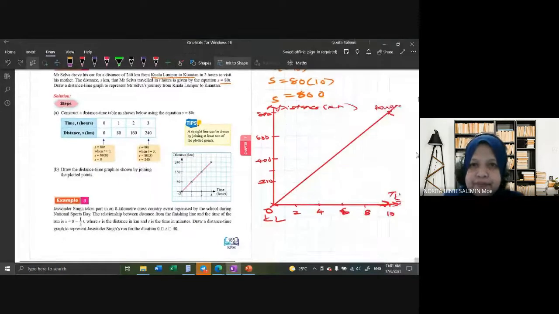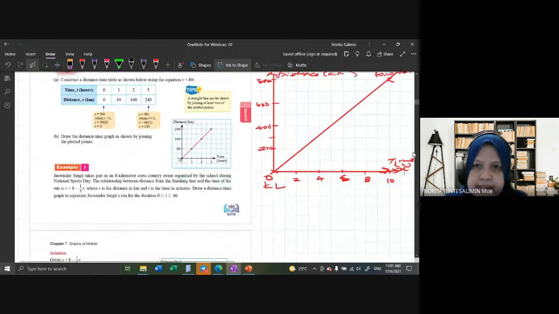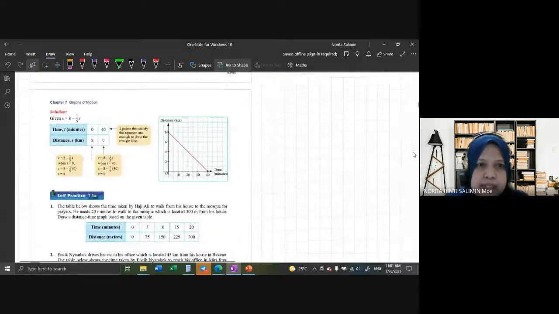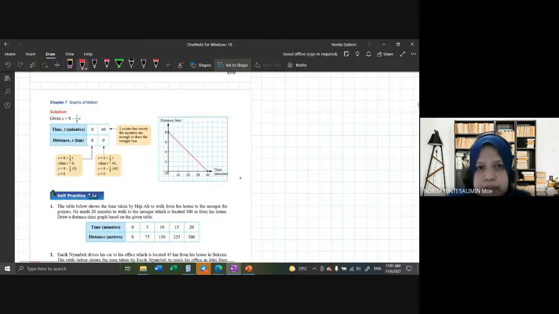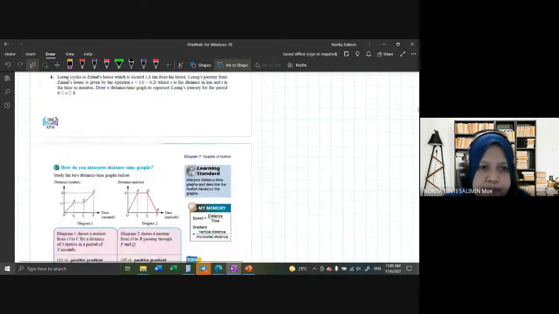Okay, next kita tengok. Okay, this is a graph for pecutan. The gradient is negative. That means dia bergerak arah yang bertentangan. Arah yang berlawanan. Opposite way. Okay? Opposite way. Okay, we look another example.